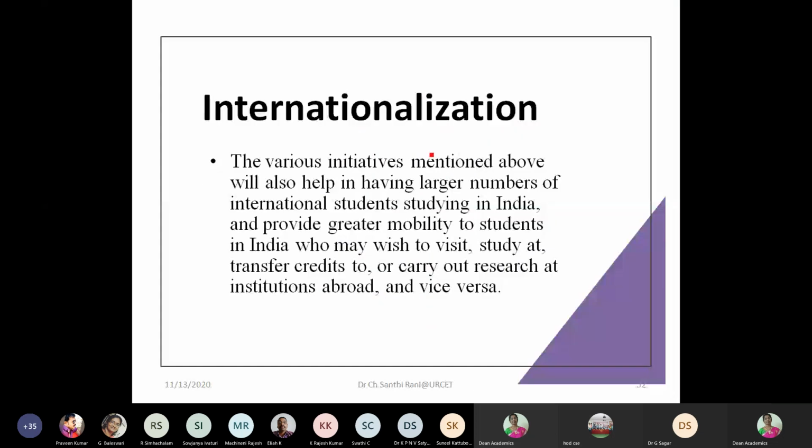And then more internationalization. Okay, the various initiatives mentioned above will also help in having a large number of international students studying in India, right? And not only that, they provide greater mobility to students in India who may wish to visit and study abroad. And the main criteria here is credit transfer. Transfer of credits is going to take place to carry out research. After 2 years of study, a student can go abroad and his credits will be transferred, and there he can complete his research like that, and vice versa. A student can join in India and study abroad. A student can join abroad universities and they can come back to India and study. So more internationalization is going to take place.